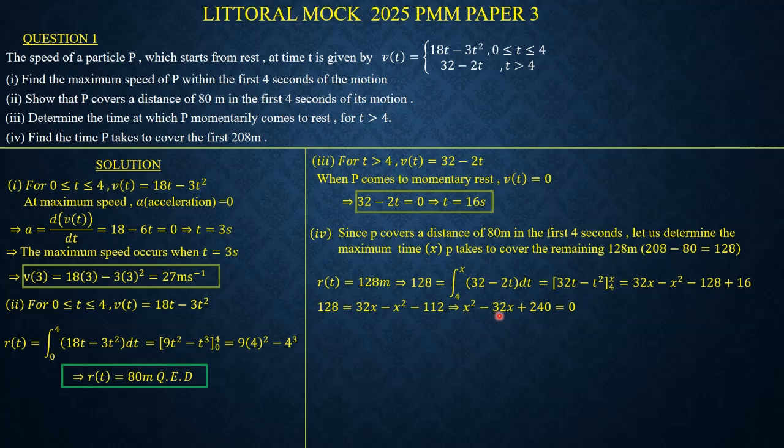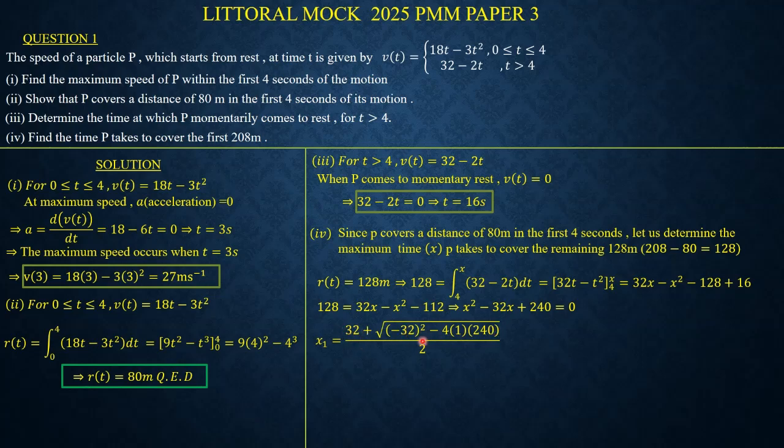This implies that we get a quadratic equation, x squared minus 32x plus 240 equal to 0, which we are going to solve using the formula method to get the factors. Solving that using the formula method, we get x1 equal to negative b, but b is negative 32, so negative b is actually 32, plus the square root of what?